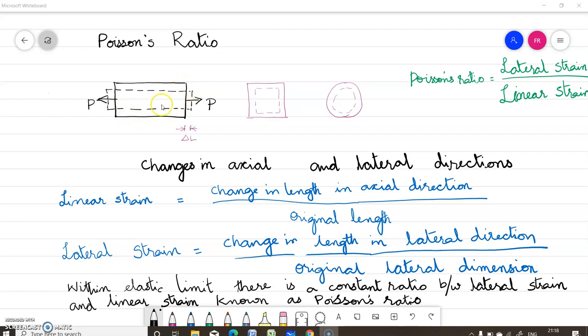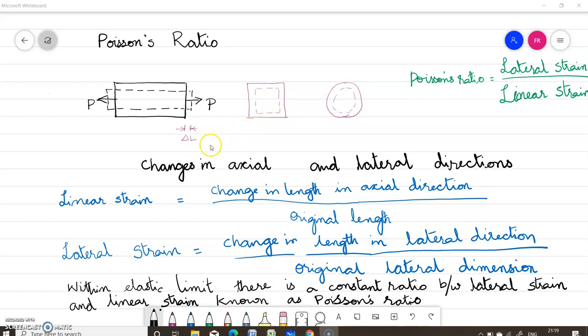So here this bar is subjected to a direct tension in the axial direction, so it elongates, and at the same time we can see its sides contract. So these are the changes in the lateral direction in a square cross section and in a circular cross section. The cross section will reduce to this one. Here the cross section will reduce to this one, while there will be an increment in the longitudinal direction.